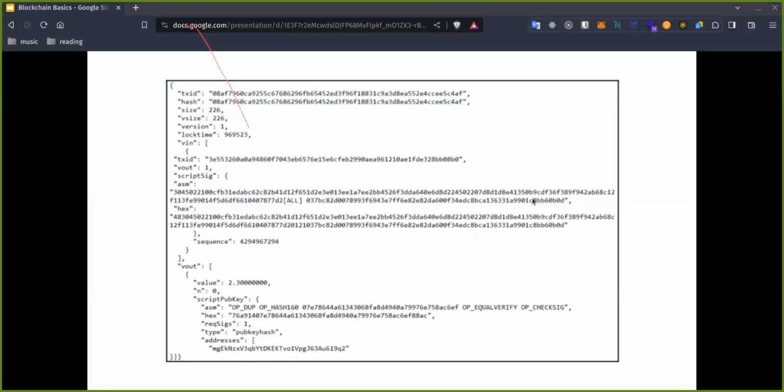But if it was beyond 500 million, that means we now interpret it as a Unix timestamp. A Unix timestamp is basically how we interpret time in Linux. It's the number of seconds that have elapsed since January 1st, 1970. So if the lock time is beyond 500 million, we start interpreting the lock time as an actual timestamp.